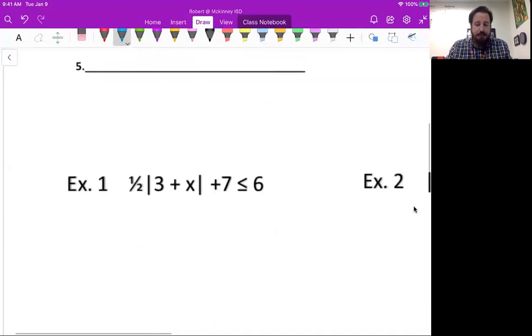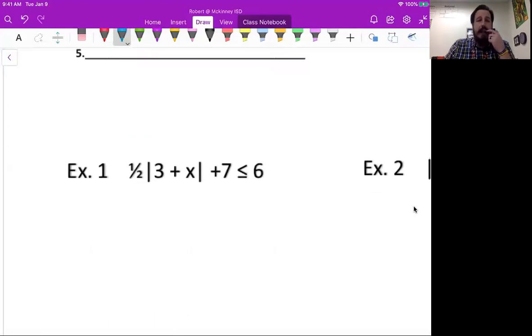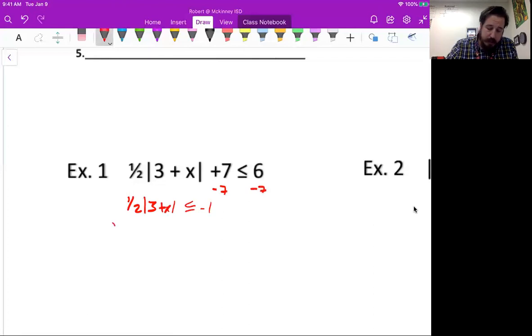So our first example, we have 1/2 absolute value of 3 plus x plus 7 less than or equal to 6. So step 1, I need to isolate the absolute value. So I subtract 7 from both sides. And I've got 1/2 absolute value of 3 plus x is less than or equal to -1. I need to multiply both sides by 2 to get rid of this 1/2. So I've got the absolute value of 3 plus x is less than or equal to -2. Now, when I go to step 2 and I check for negatives, oh, look, here I have a negative, okay?